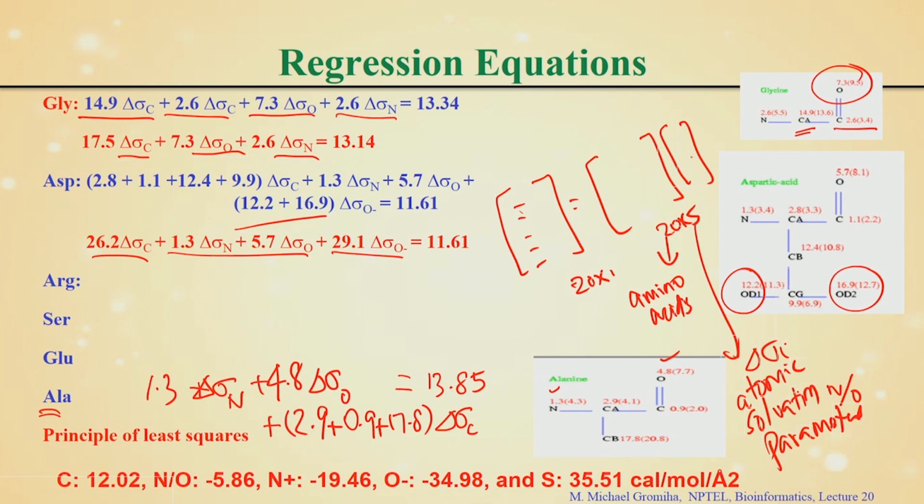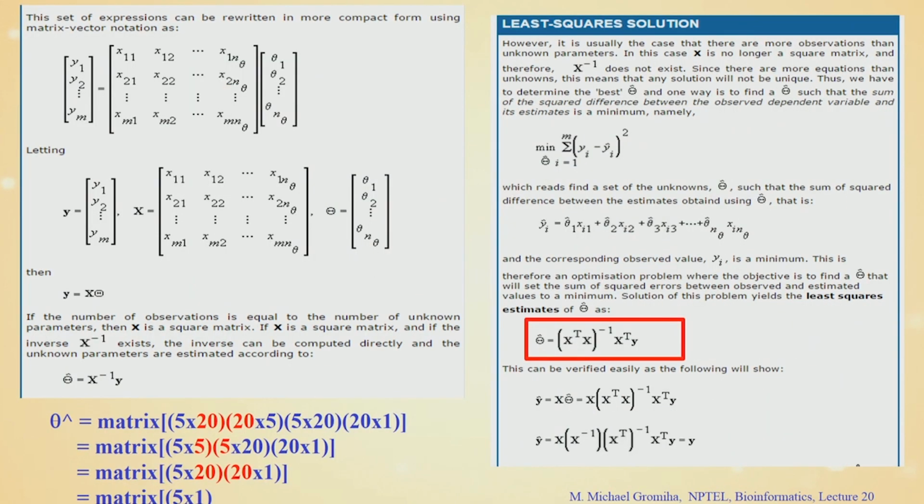Okay, what is the dimension of this matrix? 5 into 1, right, because this is for the 5 delta sigma I plus 1. So in this case, if you have 5 equations and 5 variables, then easily you can solve it using the principle of least squares. This is the equation, this is the hydrophobicity, and these are 5 different types of atomic solvation parameters, this is the matrix which has these values.